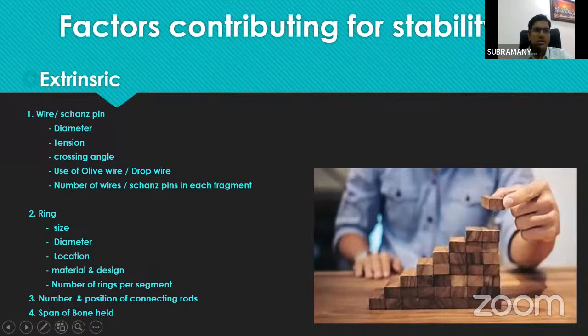The extrinsic stability factors are the wire and shank spin's diameter, tension applied over the wire, the crossing angles of the wire and shank spin, use of an olive wire or a drop wire, how many wires or shank spin each fragment requires. And coming on to the next, the ring size, diameter, location of the ring, material and design, the number of rings per segment, the number and position of connecting rods and the span of bone held. Each of these factors contributes to the stability of the construct.